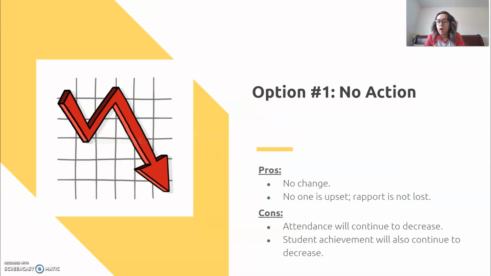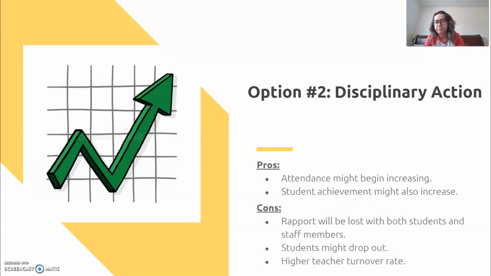So let's take a closer look at option number 1, no action. The pros of this is that there are no changes that need to be made, which means no one is upset and rapport is not lost between anybody. So teachers, students, staff, parents, administration, rapport is not lost. The cons of this, however, are that attendance might continue to decrease, which, correlating here, means student achievement might also continue to decrease. So, ruling out option number 1, probably not the best.